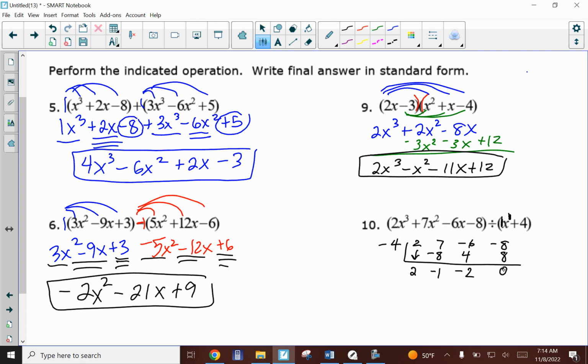So now the only thing we have to do is put the letters back on. If the original problem started off as x to the third, doing synthetic division one time will lower the exponent by 1. So this is going to become 2x squared minus x minus 2, and then this would be the remainder, but the remainder is 0, so we don't have to write anything. So that's our final answer.